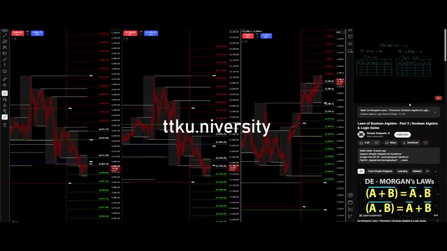Since there are only two variables involved in this law, the number of input values would be 2 raised to 2, which is equal to 4. So let me just write down the input values. So I have now written down the input values of both the equations. So let's have a look at equation 1.